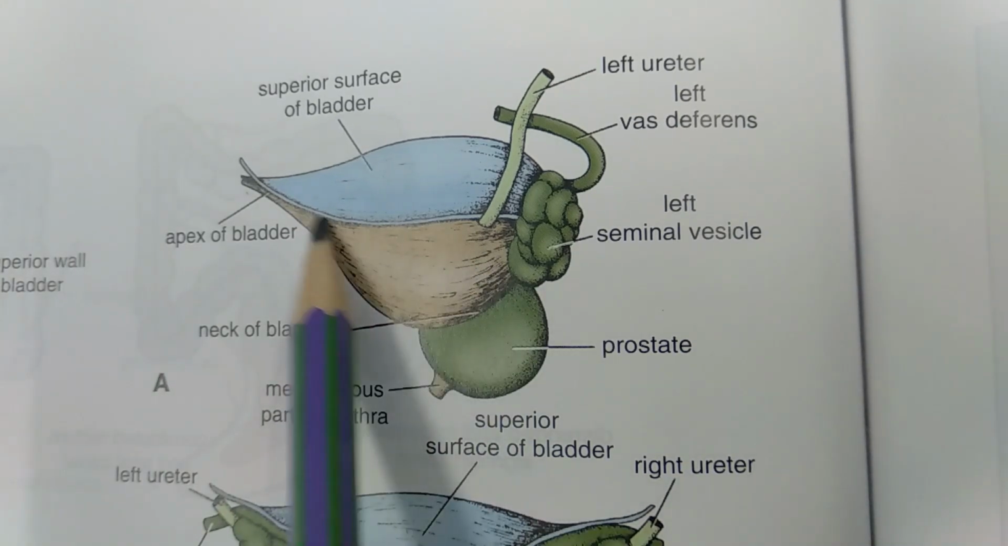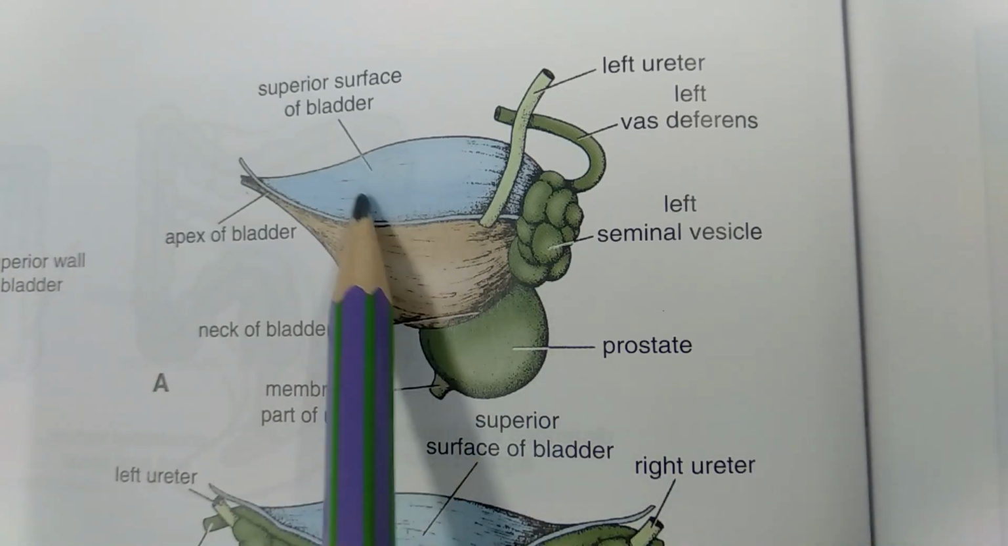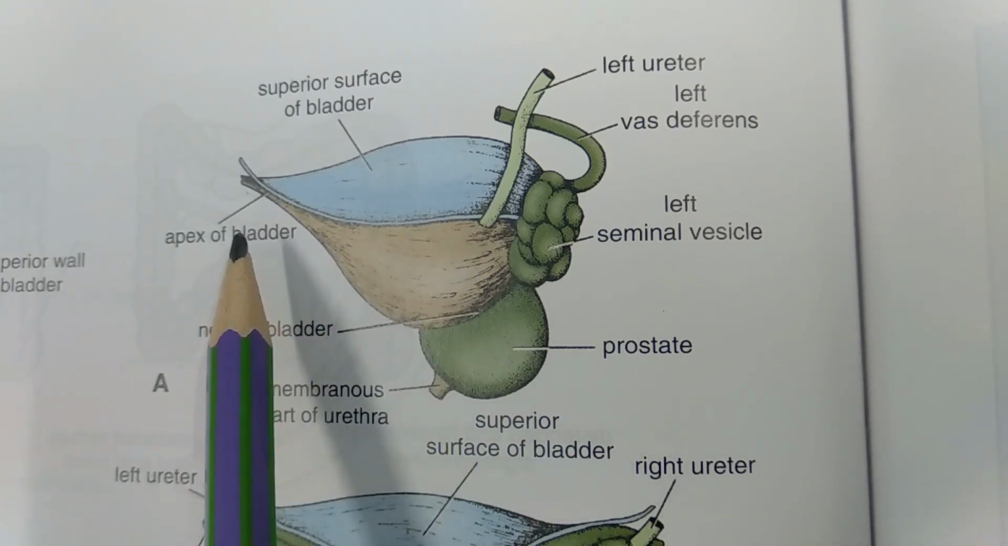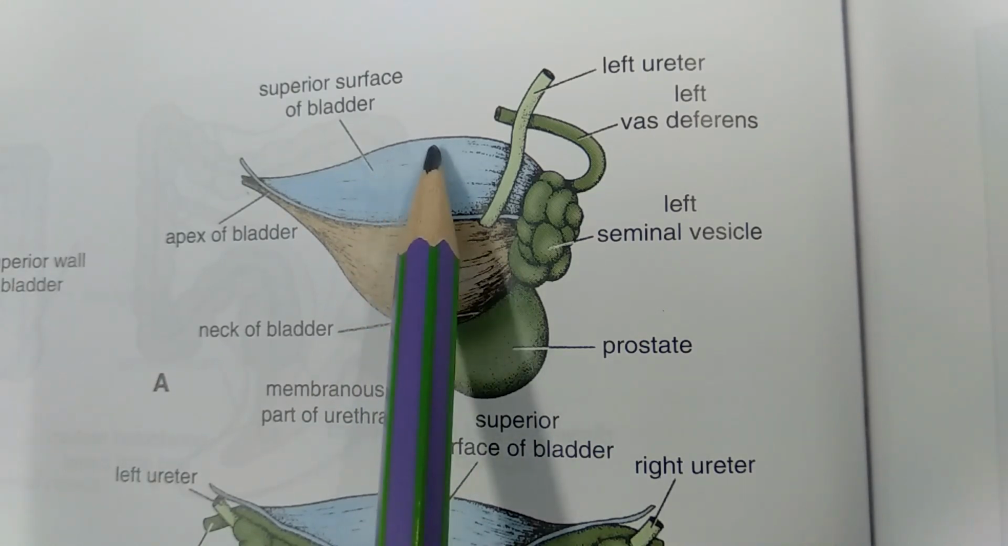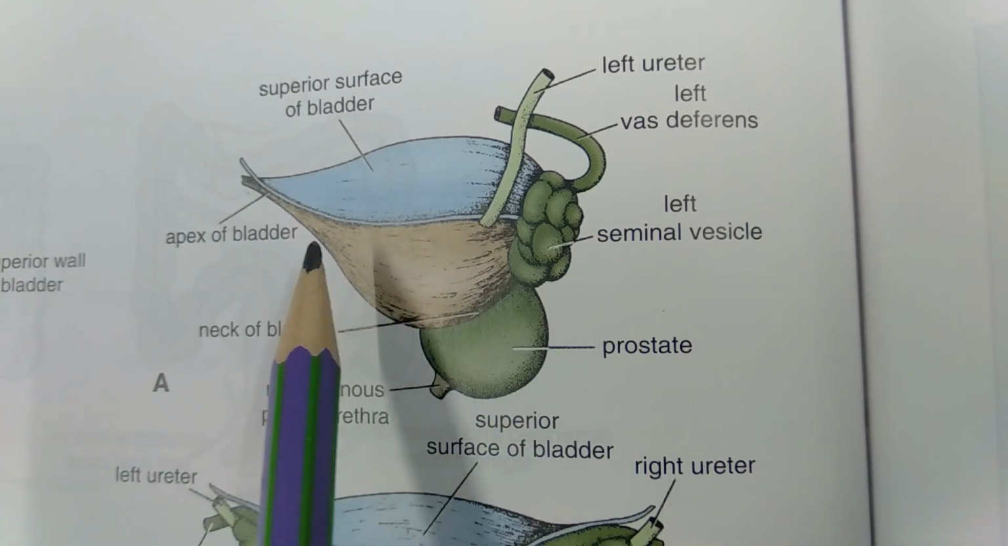Along with this superior surface, the peritoneum is reflected towards the lateral wall of the pelvis on both sides. This peritoneum is reflected over the pelvic wall.